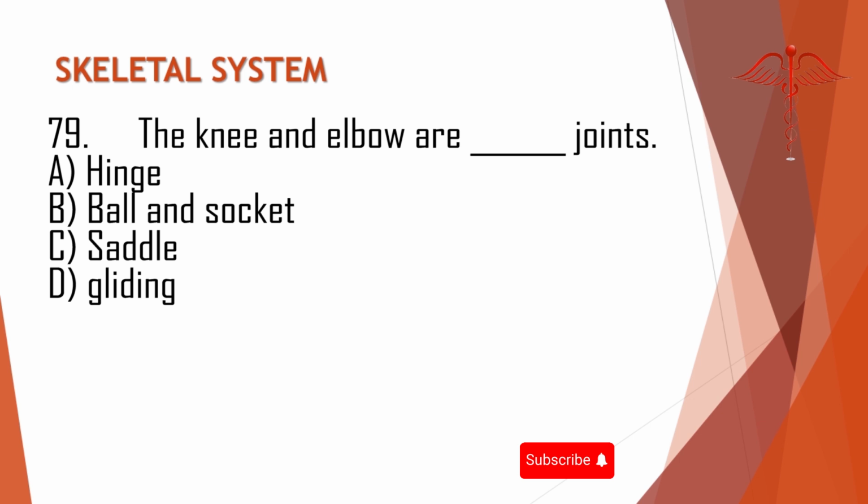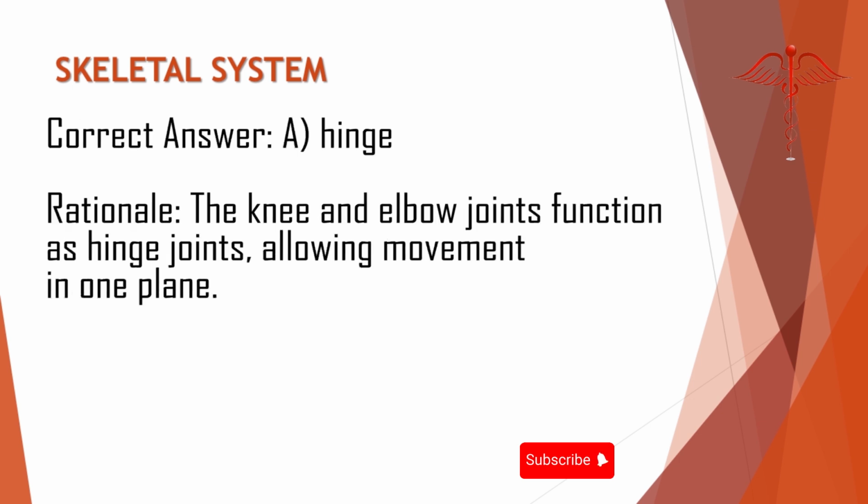79. The knee and elbow are dash joints. A. Hinge. B. Ball and socket. C. Saddle. D. Gliding. Correct answer, A. Hinge. Rationale: the knee and elbow joints function as hinge joints, allowing movement in one plane.